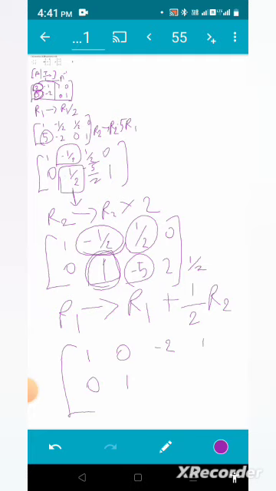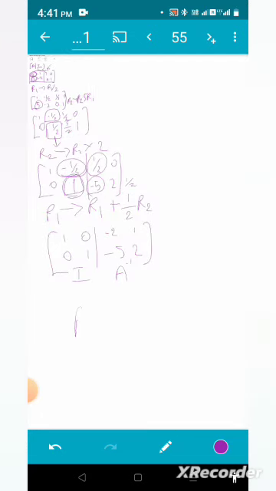Second row is not any changes, so I put the same. So we get the identity value and A value. This is the A inverse value. So we find the A inverse is equal to minus 2 1 minus 5 2. This is the answer for this question. I hope you all understand this problem. Go to the next one.